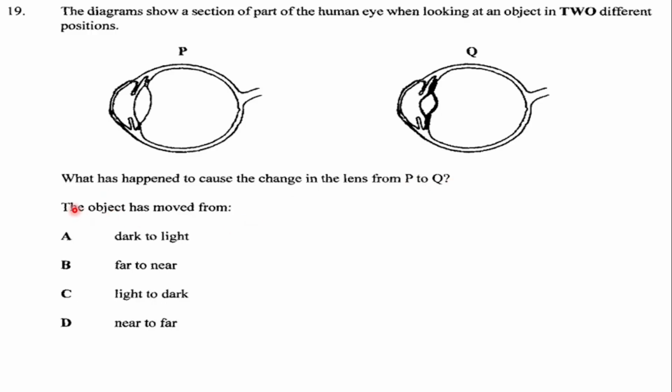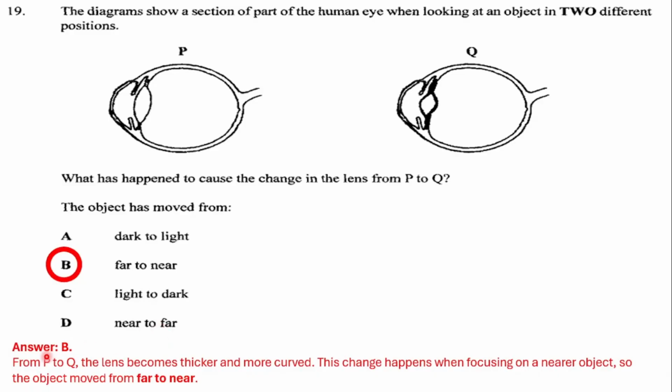Well, is it the object has moved from dark to light? Is it that the object has moved from far to near? Or is it that the object has moved from light to dark? Or the object has moved from near to far? The correct answer is definitely going to be B, the object has moved from far to near, because from P to Q, the lens becomes thicker and more curved.